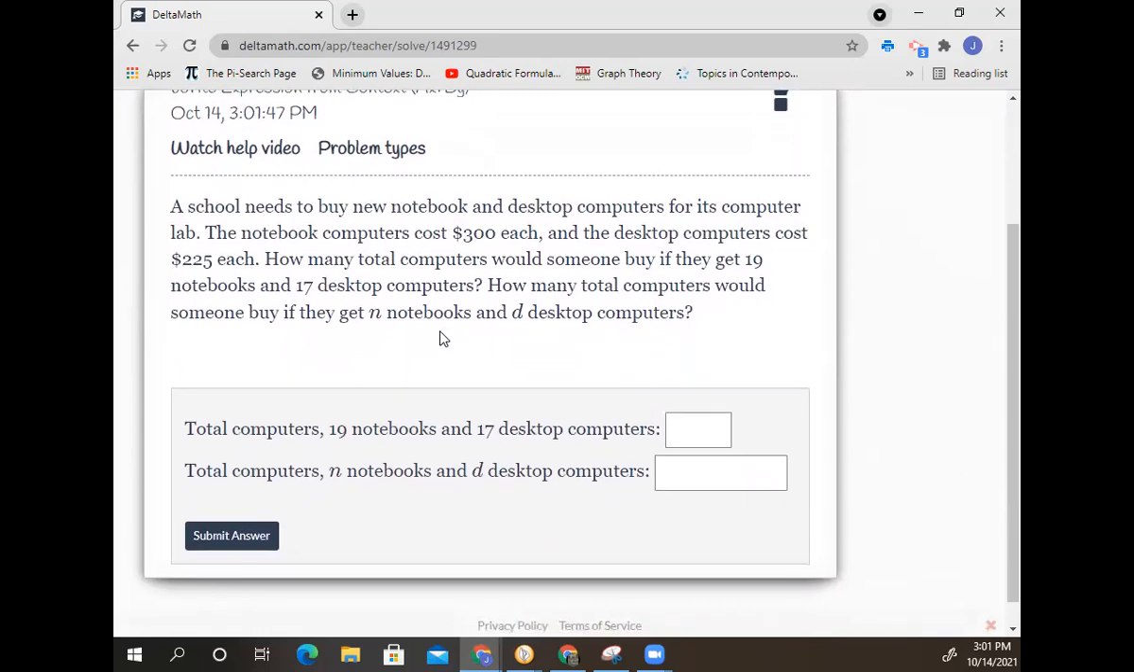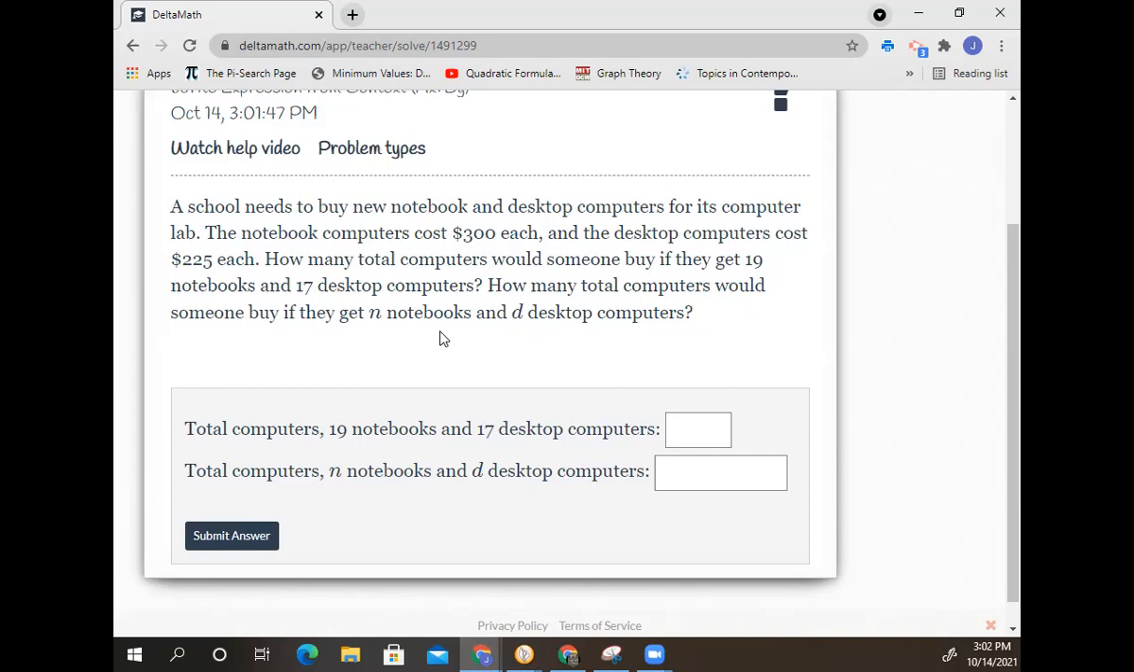Okay. A school needs to buy new notebook and desktop computers for its computer lab. The notebook computers cost $300 each. The desktop computers, okay, notebook computers cost $300 each. I'm just jotting some notes down. The desktop computers cost $225 each. How many total computers would someone buy if they get 19 notebooks and 17 desktops?